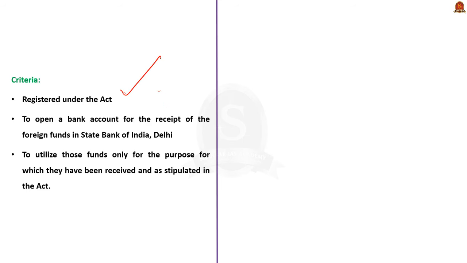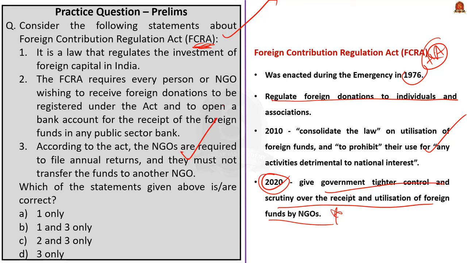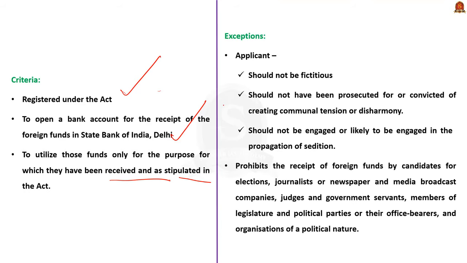It should open a bank account for the recipient of the foreign funds in State Bank of India, particularly in Delhi. Then it should utilize those funds only for the purpose for which they have been received and are stipulated in the Act. So this means that the first two statements are incorrect and the third statement is correct. Remember, FCRA registrations are granted to individuals or associations that have defined cultural, economic, educational, religious and social programs.